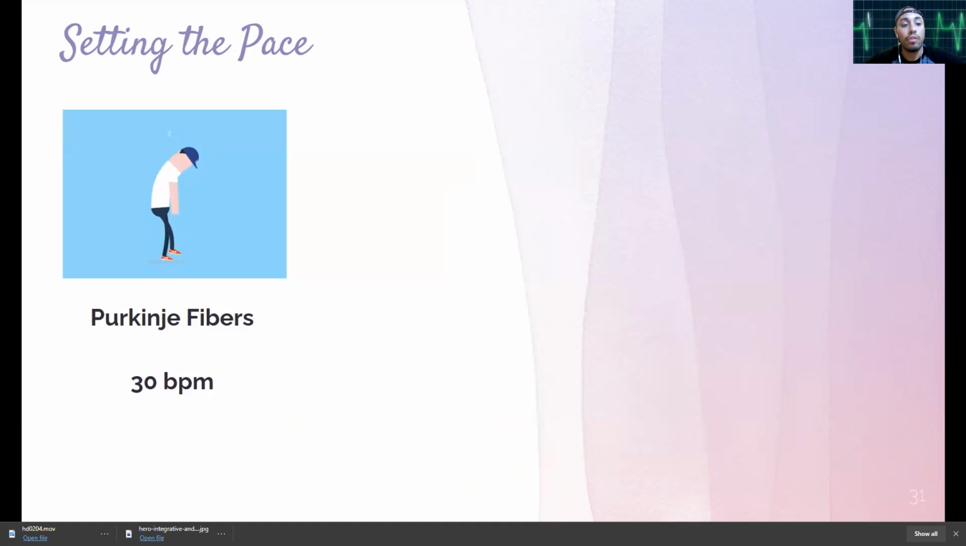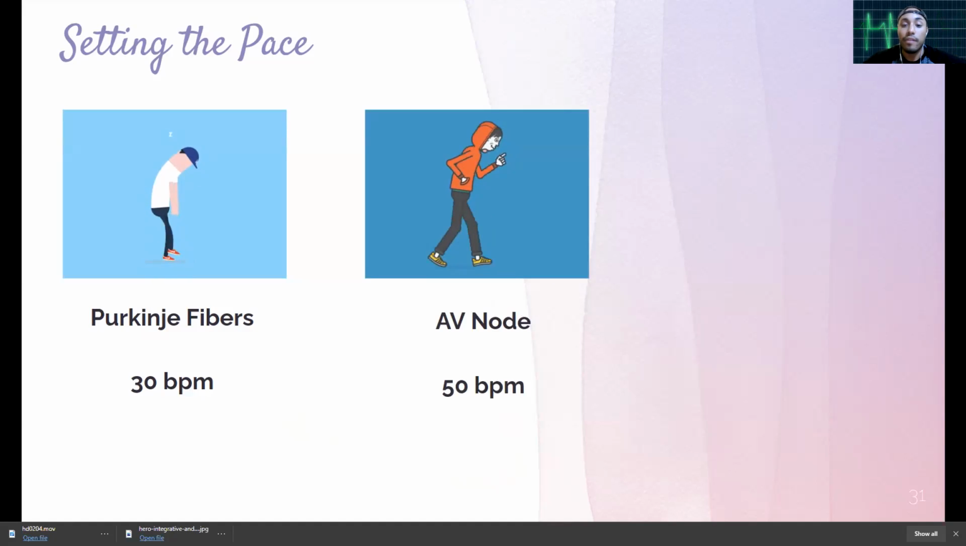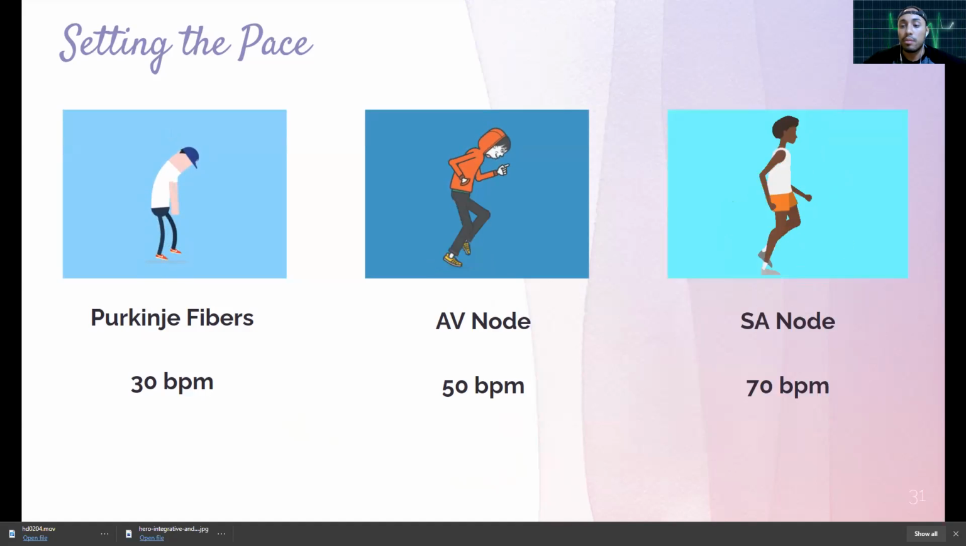So here we have who's responsible for what. So the Purkinje fibers, it's about 30 beats per minute. They're the slowest ones. Then we've got your AV node. It's at 50 beats per minute. It's like the middle pace. And then lastly, we've got the SA node at 70 beats per minute.